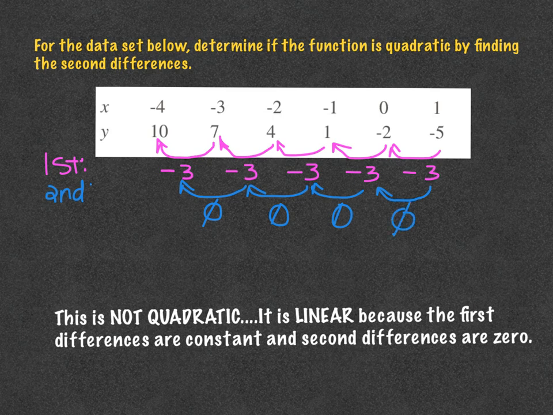So once again, because those first differences are constant and the second differences are 0, this is not quadratic. So now let's look at another example.